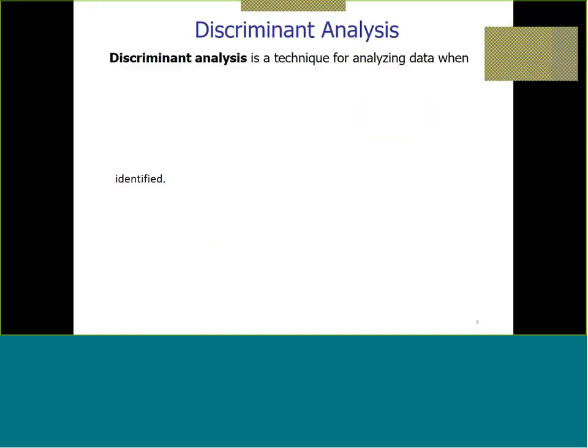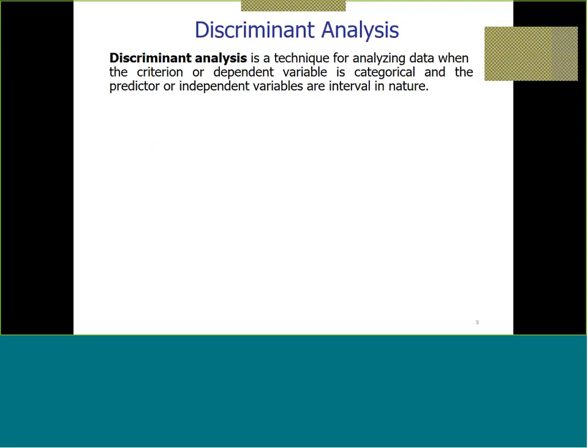So what is discriminant analysis? Discriminant analysis is a technique for analyzing data when the criterion or dependent variable is categorical and the predictor or independent variables are interval in nature. Interval means numeric, right? So in this technique, the predictor variables are interval in nature and the dependent variable is categorical.